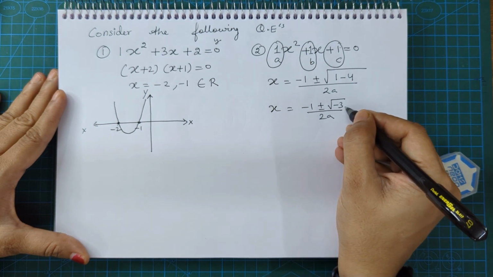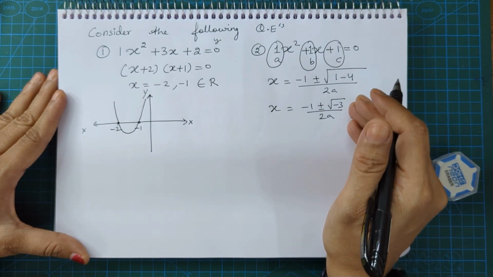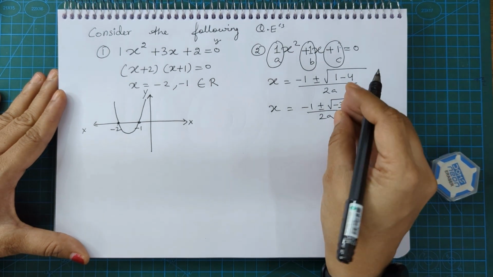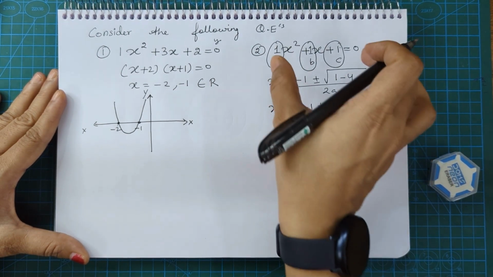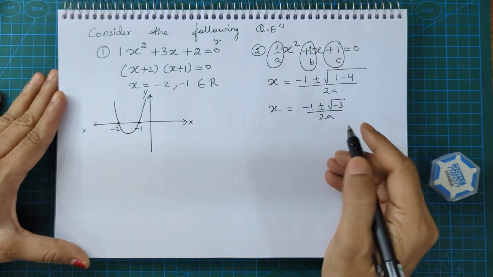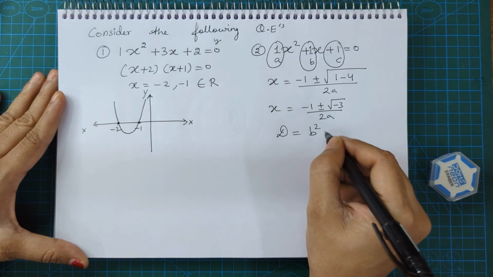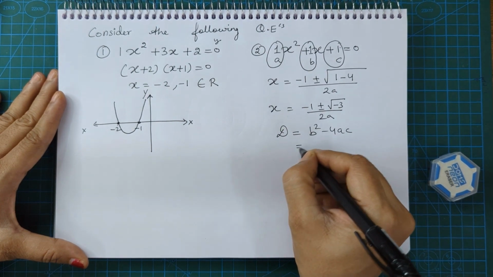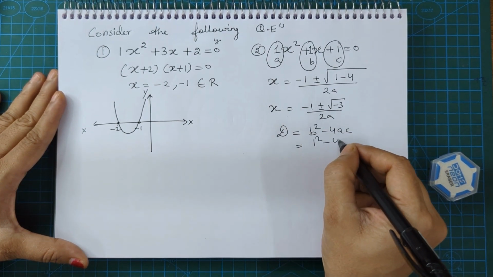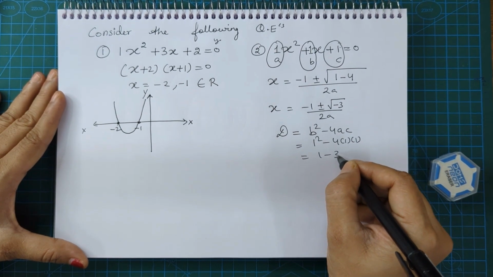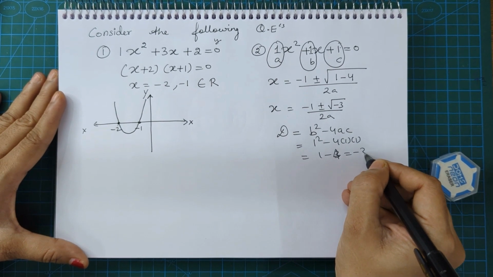Root negative 3, we do not know where this point lies. We know where negative 3 is, but root negative 3 is not known. During the discussion of quadratic equation concept, we must have learnt about the discriminant, that is b square minus 4ac. In this case, 1 square minus 4 times 1 into 1, which is 1 minus 4, which is negative 3.